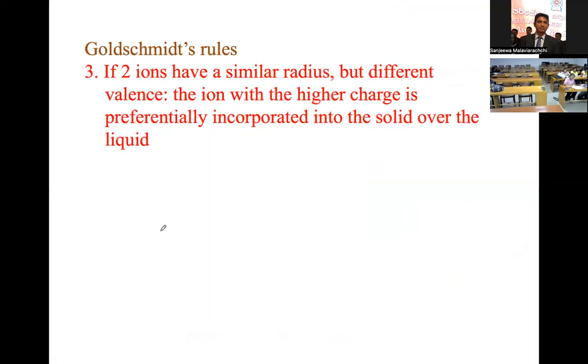The third rule is: the two ions have similar radius but different charges, different valencies. Okay, the opposite to the previous case. So in this case, what happened? The higher charge is preferentially incorporated into the solid. The higher charge will go there. In the previous case, the small ion will go there, to the solid, preferentially incorporated. But here, the higher charge atom will preferentially incorporate into the solid.